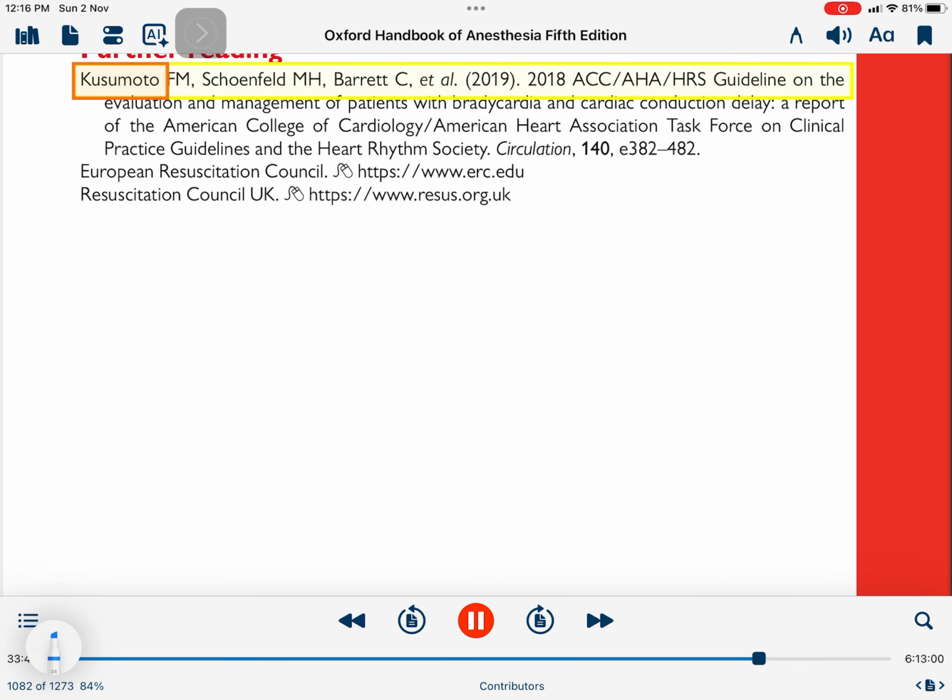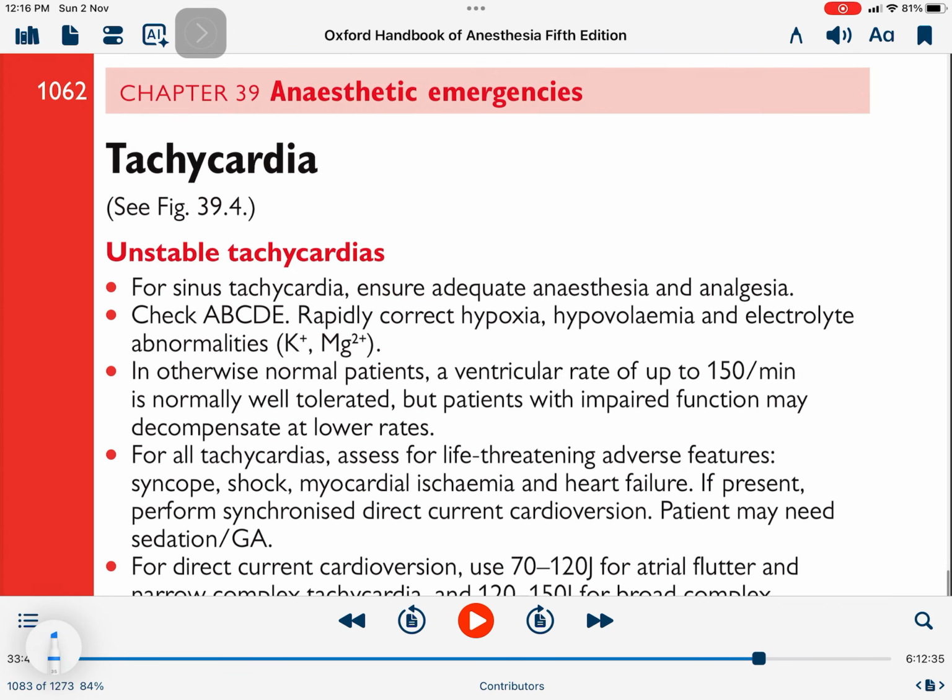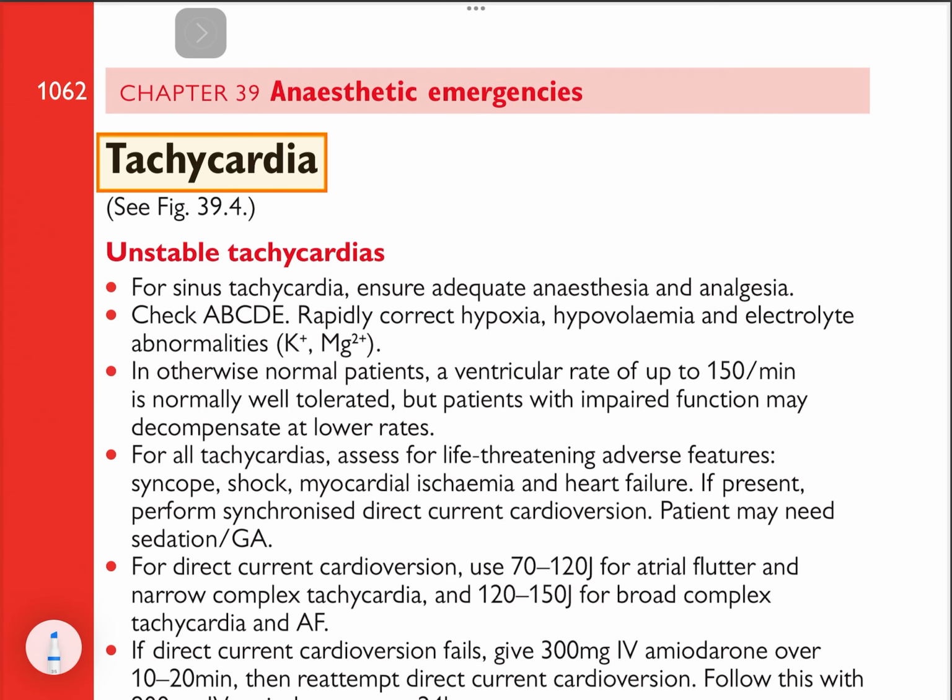Further reading: Kusumoto FM. Algorithm for tachycardia. See Figure 39.4, unstable tachycardias. For sinus tachycardia, ensure adequate anesthesia and analgesia, check ABCDE. Rapidly correct hypoxia, hypovolemia and electrolyte abnormalities, K+, Mg2+. In otherwise normal patients, a ventricular rate of up to 150/min is normally well tolerated, but patients with impaired function may decompensate at lower rates.